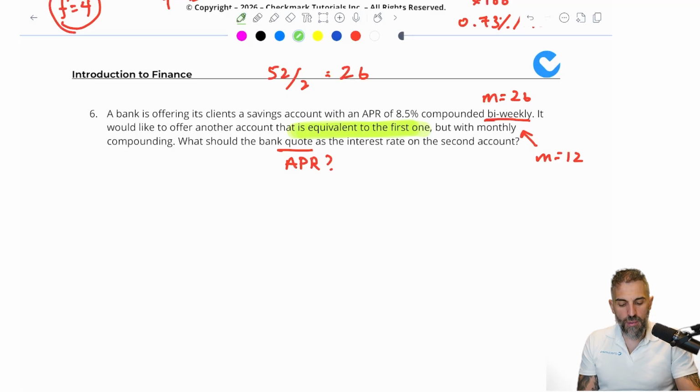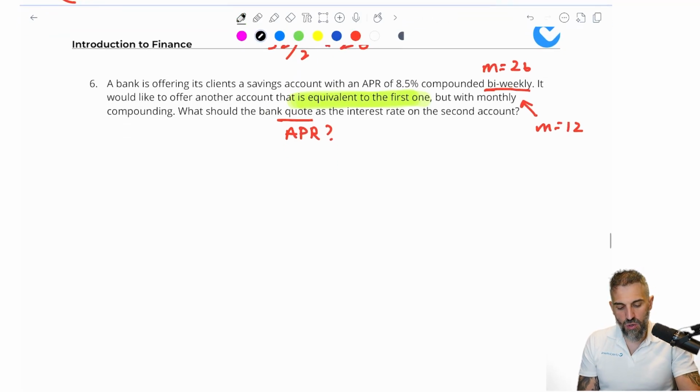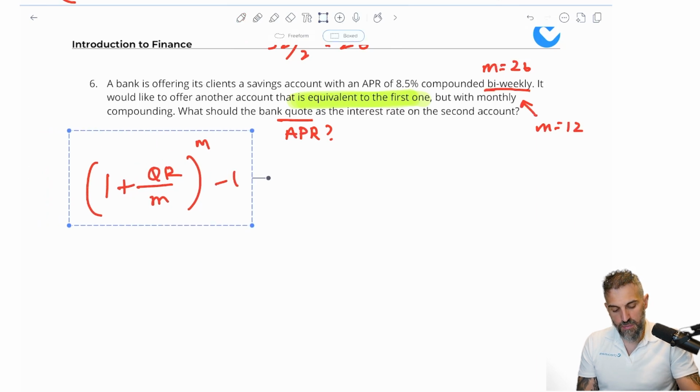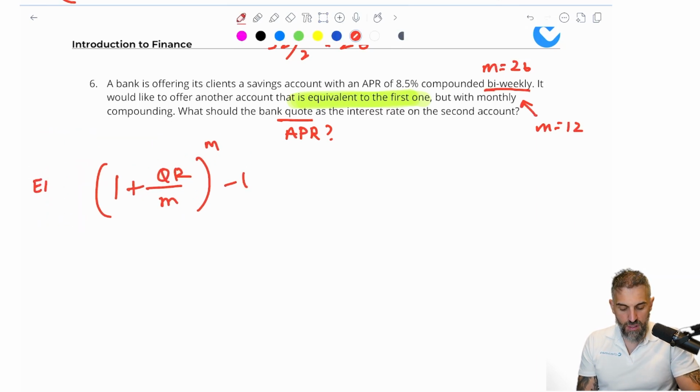So really all you need to remember is what I said. For 2 accounts to be equivalent, they have to have the same effective rate. So I would always suggest here you use the effective annual rate formula. So 1 plus QR over M to the M minus 1. Okay, this is the effective annual rate formula, EAR. And they're essentially saying we want the two to be the same.